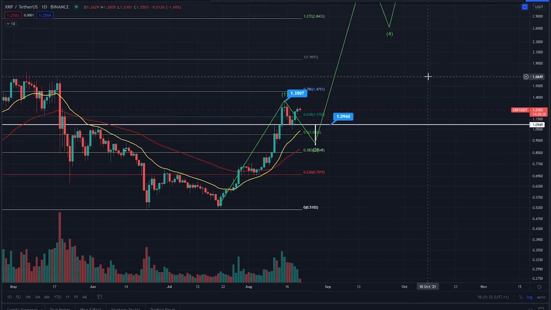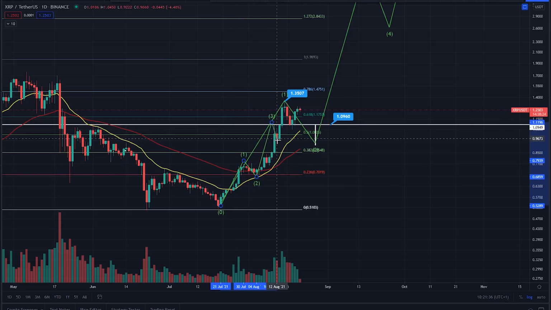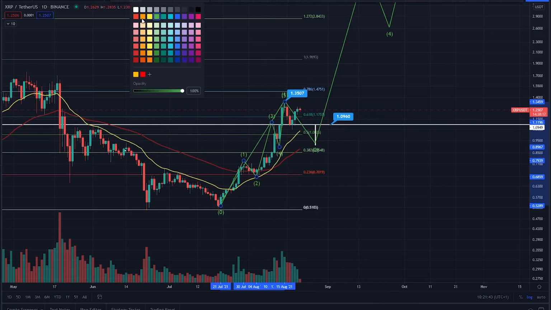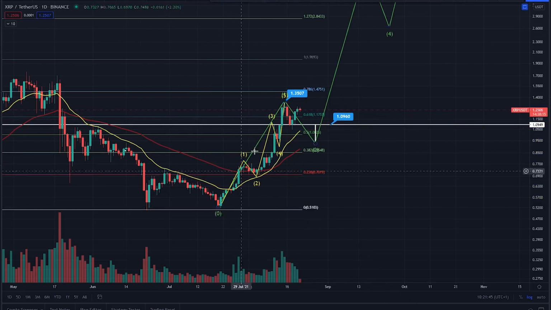But within this wave one, you have subsets of waves. So look, you've got wave 1, 2, 3, 4, 5. Do you see that? Let me change the colour of that for you so you can see it better. So I'll change that to yellow. Okay, so you've got wave 1 and wave 2 pullback that we're going through right now.